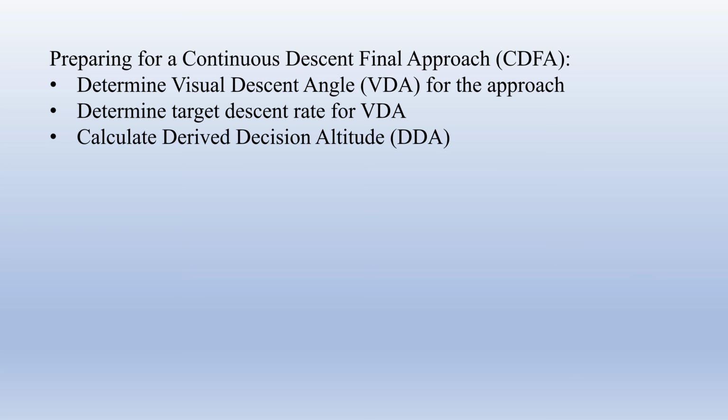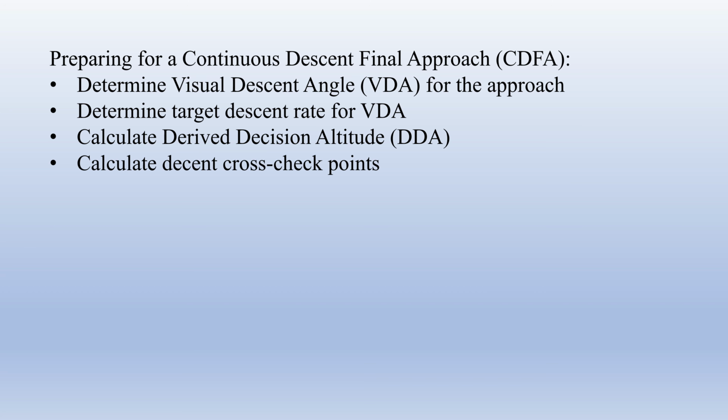There are 5 steps that you want to use when you are preparing to shoot a continuous descent final approach on an approach without vertical guidance. The first step is to determine the descent angle for the approach. This is called the visual descent angle, or VDA. Then you want to determine what the target descent rate should be for staying on that visual descent angle. Then you want to calculate your derived decision altitude.